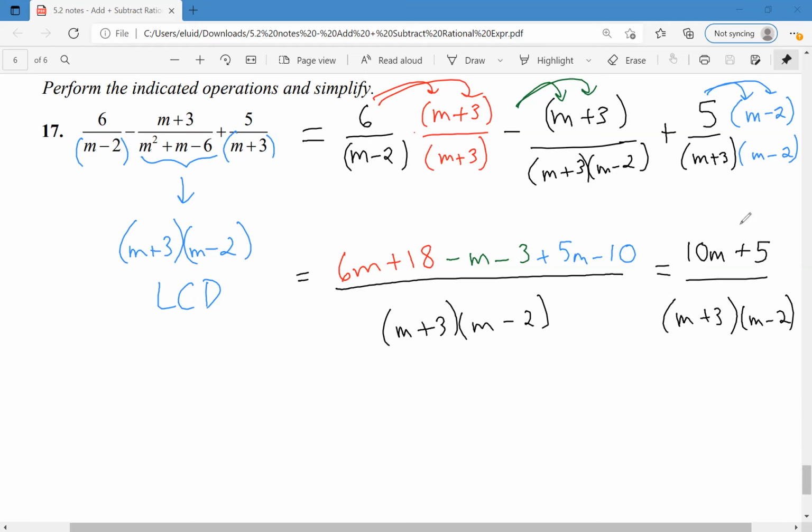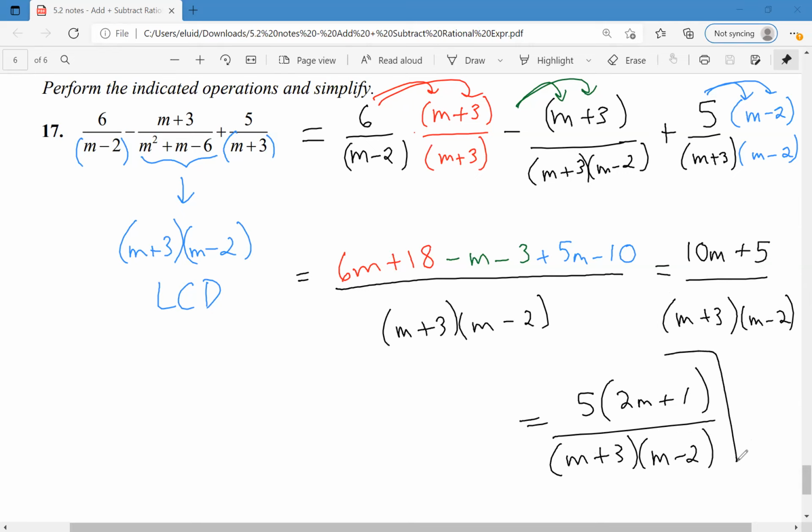All right. And let's see if we can factor or simplify. We can factor the numerator. There's a common factor of 5, and we're left with 2m plus 1. So 5 times 2m plus 1. The denominator is still m plus 3, m minus 2. This happens sometimes. You can factor the numerator, but that doesn't really lead to anything. There's no common factors that we can cancel out. So we're done. We will leave the answer like this. You can leave the numerator unfactored if it turns out there's nothing you can cancel out, or you can leave it factored. It should be fine either way.